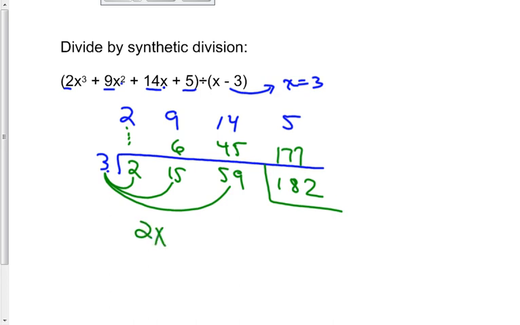2x to the what? 1 degree less than what we started with. We started with x to the third. This is x to the second. And now I'll work my way down the line. Plus 15x to the first, plus 59, plus 182 as my remainder, which means 182 over x minus 3. And there's your synthetic division part.